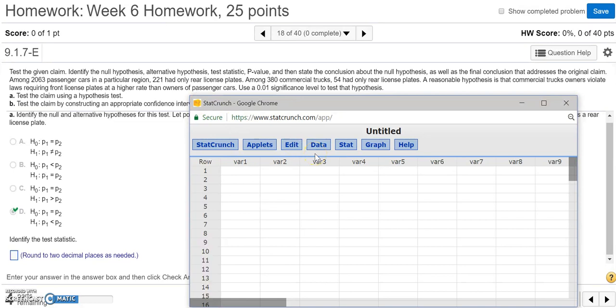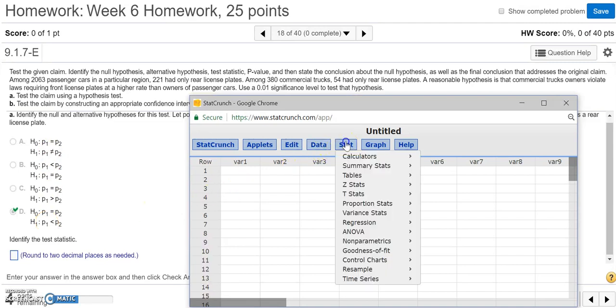To do a hypothesis test about two proportions, right, we're comparing two proportions, I'm going to go to the Stat button, I'm going to go to Proportion Stats, and I'm going to go to Two Sample. I want proportion stats because this is a hypothesis test about proportions, and I'm comparing two different proportions. So Two Sample, and I'm going to choose With Summary because what they gave us was the two proportions from the two samples from the passenger cars and the commercial trucks.